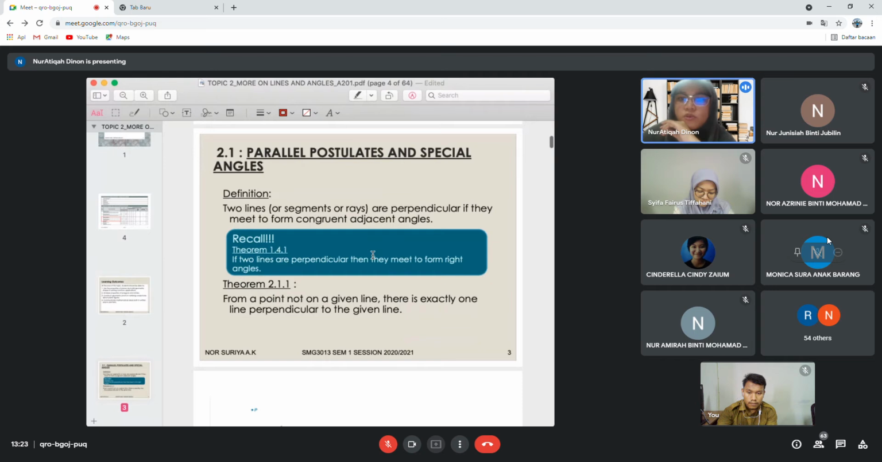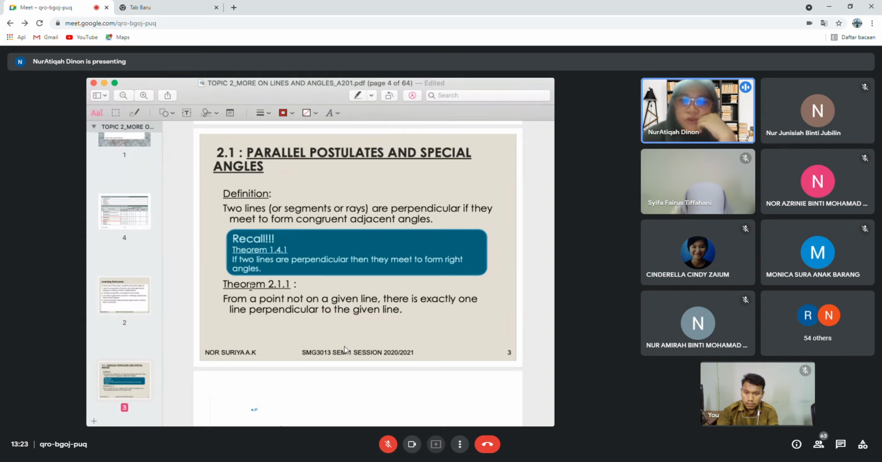So we need to recall theorem 1.4.1 that we already went through in topic 1. If two lines are perpendicular, then they meet to form right angles. So it's just the same. The theorem and the definition are almost the same.